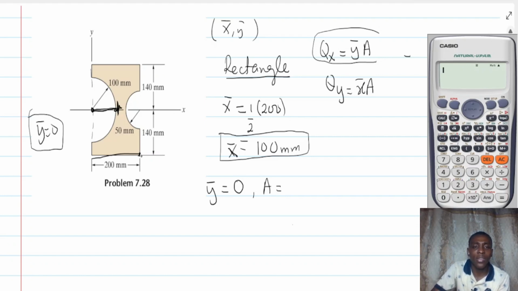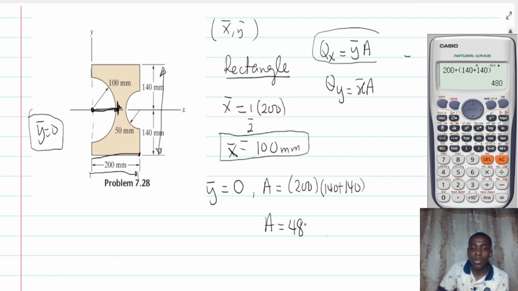So the area of this rectangle is going to be length, which is 200, multiplied by breadth, or height, or whatever you want to call it, which is 140 plus 140. So 200 multiplied by 140 plus 140. And when I do this, what am I going to get? 200 plus 140 plus 140, which is 480, right? So I'm going to get 480 millimeters squared.